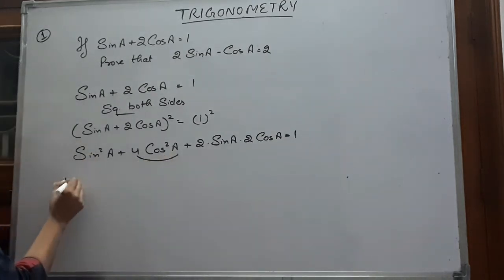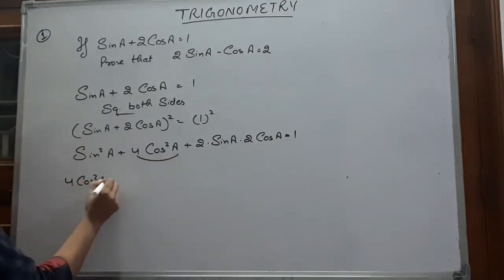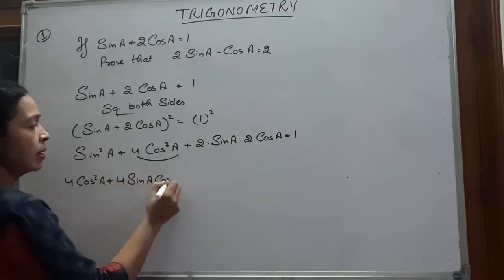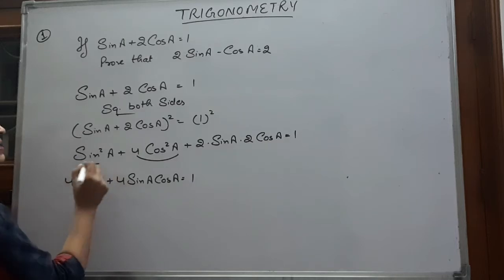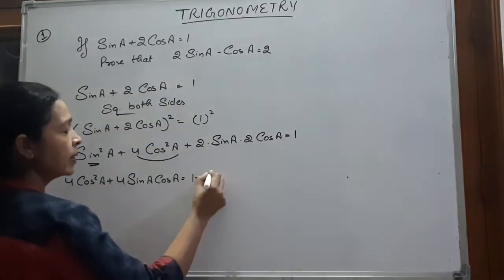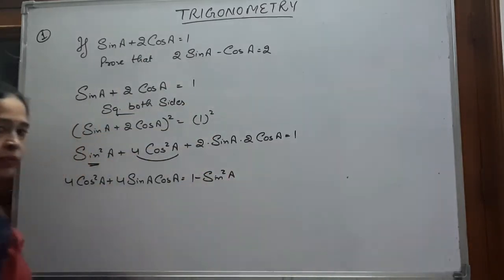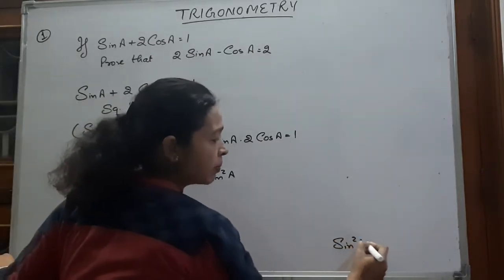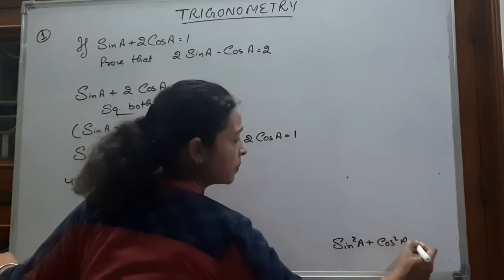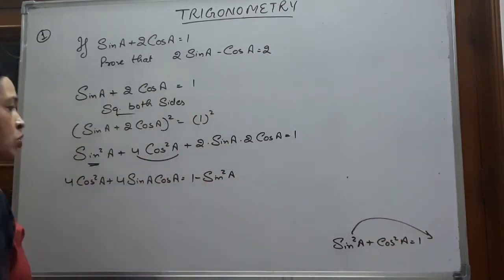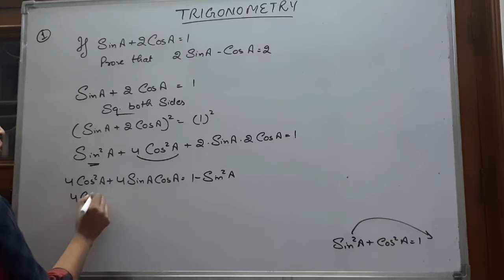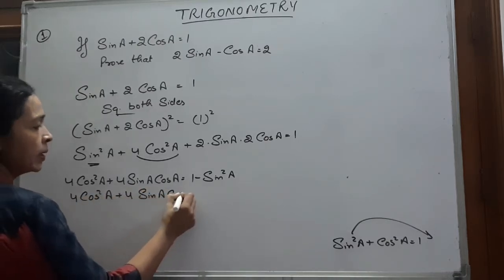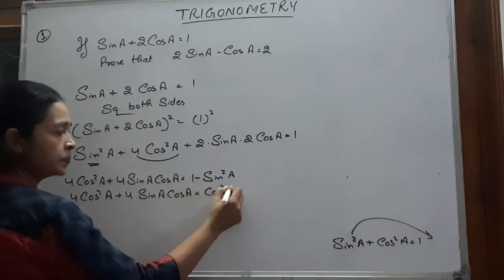Now 4 cos square A plus 2 into 2, 4 sin A cos A equals 1. We will take this sin square A to the right hand side. Here we have 1 minus sin square A. And what is 1 minus sin square A? Our identity is sin square A plus cos square A equals 1, and 1 minus sin square A is cos square A. So we will write 4 cos square A plus 4 sin A cos A equals cos square A.